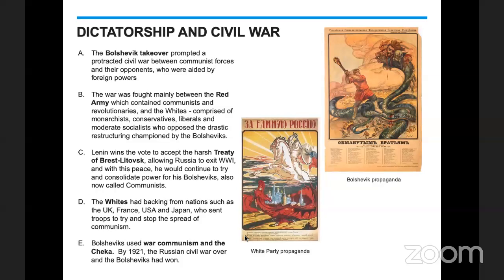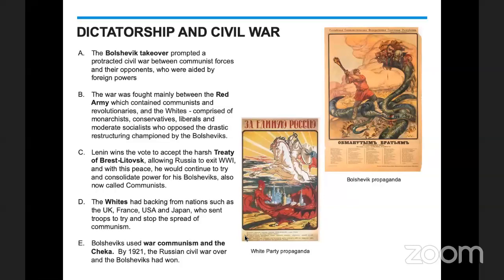This is a very, very harsh treaty for Russia, allowing them to exit World War I. In this treaty, they are forced to give up about a third of their population, about a third of their farmland, half of their industry, and 90% of their coal mines. So this is quite a harsh treaty that they negotiate, but it does allow them to exit the war.